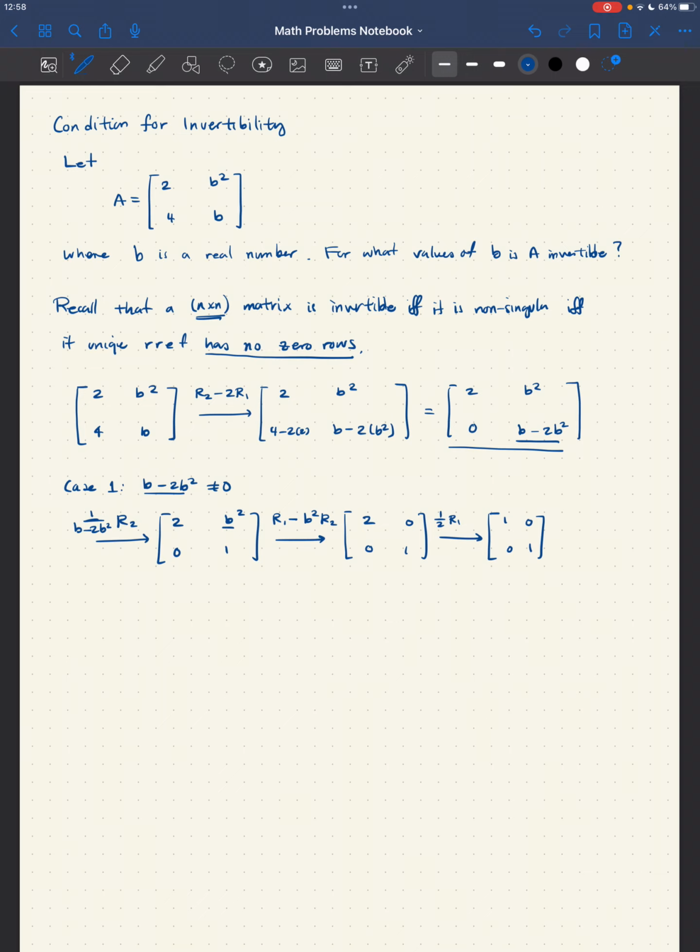Now, what about the other case? When b minus 2b squared is equal to 0. Well, when b minus 2b squared is equal to 0, the matrix that we had at this stage now has this format, 2b squared, 0, 0. But now we identify immediately a 0 row. This is a singular matrix.